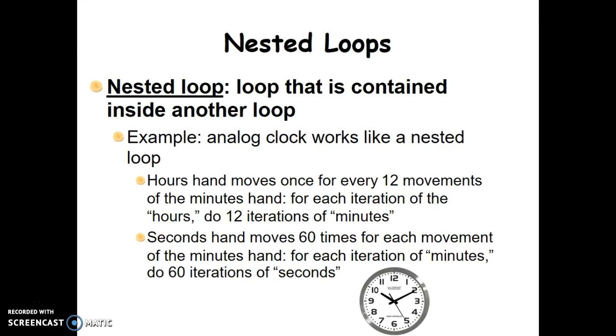A good analogy, and a way to think about this, is an analog clock, like the face of the clock on this slide. The hour hand moves once for every 12 movements of the minute hand, so you cannot go to the next hour until you complete all 12 iterations of minutes. The same thing goes for the seconds hand. It has to move 60 times for each movement of the minute hand. So you can think of all of these as one loop inside of the other, and you cannot go to the next one until you finish what's inside the first one.